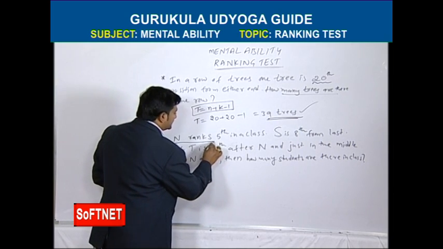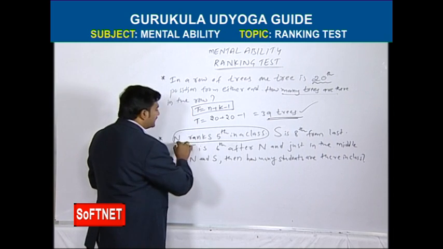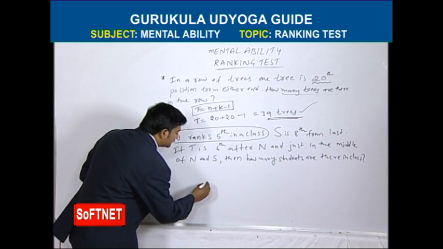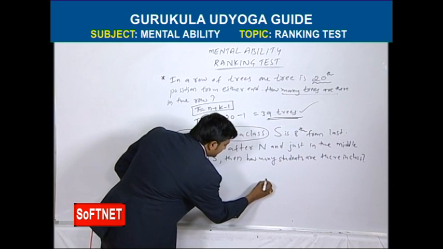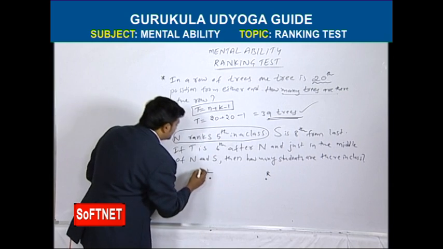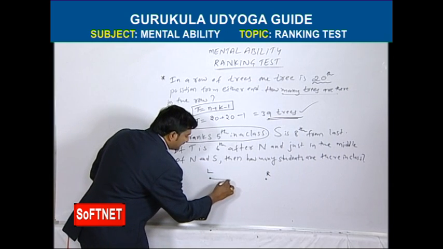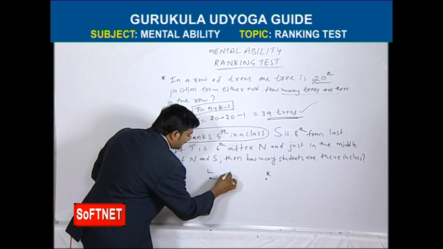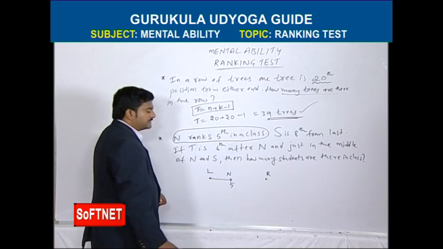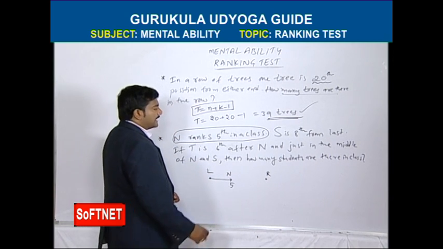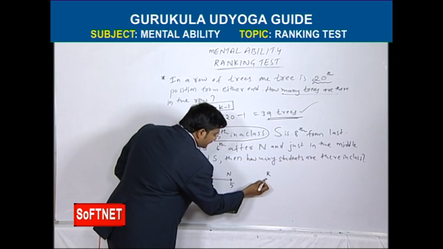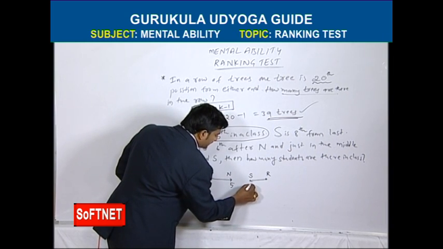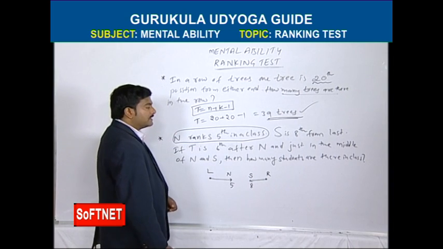N ranks 5th in a class. Think that this is the left side and this is the right side. He only mentioned N's rank. Here N is there, and the rank of N is in the 5th position. And the rank of S is given: the rank of S is 8th from the last. So from the last side, his position is 8.